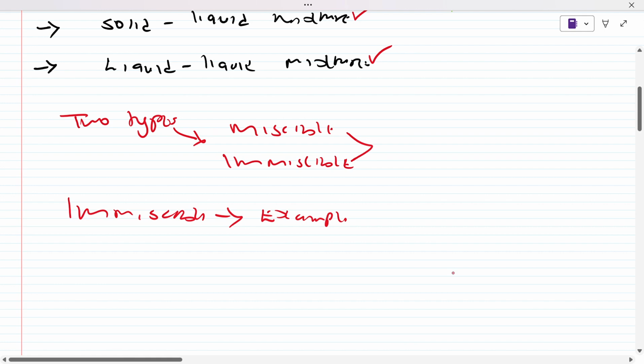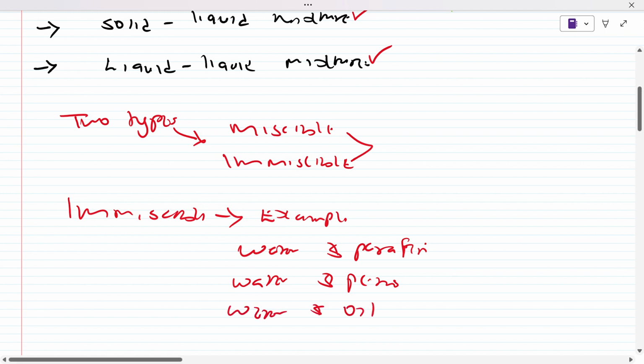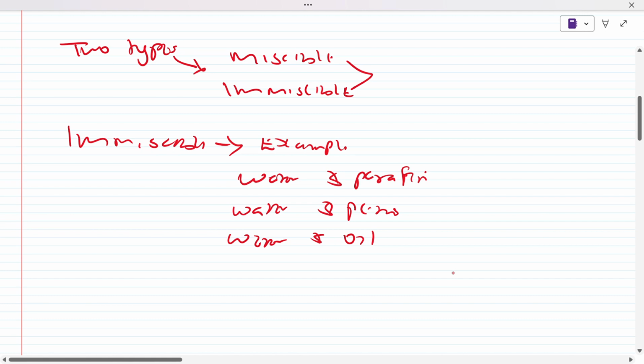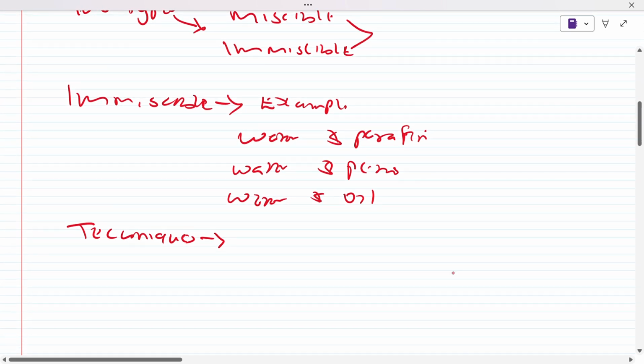We have water and paraffin. We can even have water and petrol. Water, oil. It can be cooking oil. Yeah, those are types of immiscible liquid mixtures. And techniques we can use: we can use decantation. You can use a separating funnel.